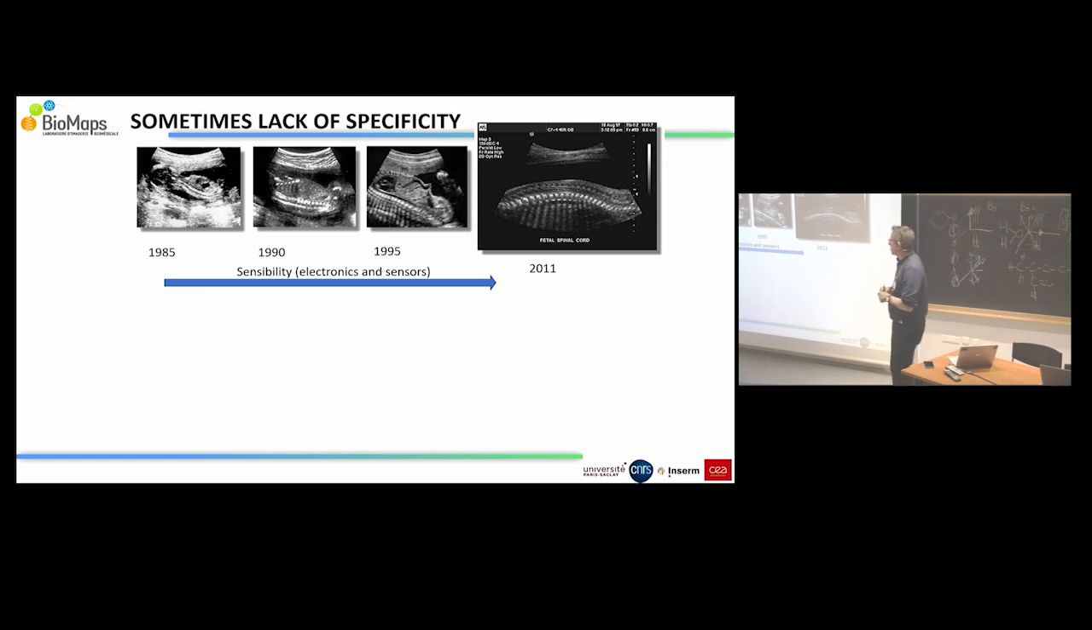Okay, so I showed you how to build this kind of images. I showed you how to have Doppler imaging in order to have an image of vascularization. But sometimes, if you use ultrasound, there is a lack of specificity. And you see that the image has evolved along years and the quality improved a lot, but this is not enough. So the sensibility increased a lot, but sometimes it's not enough in terms of specificity.